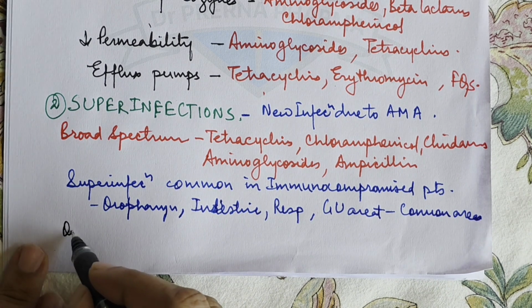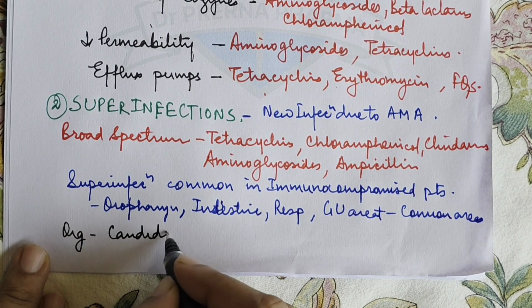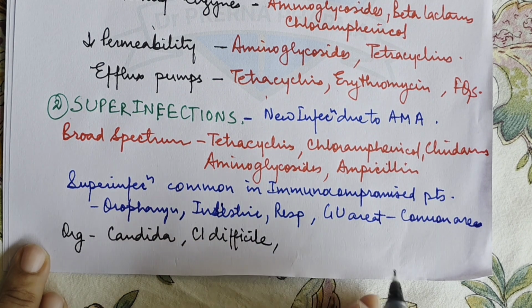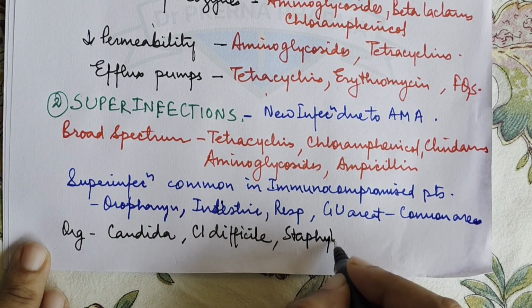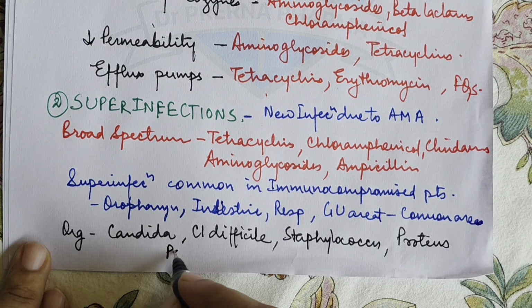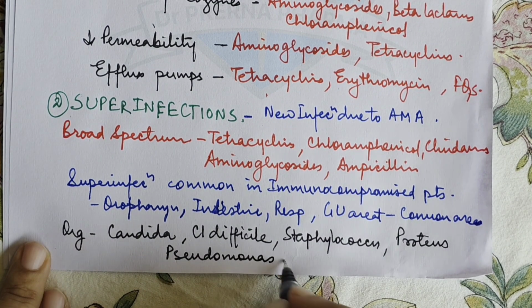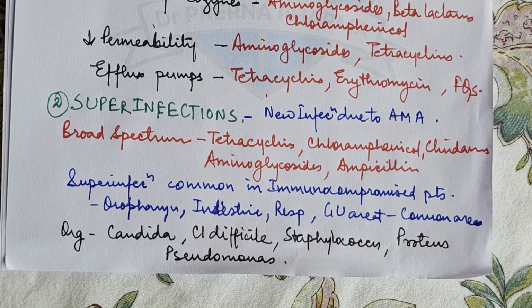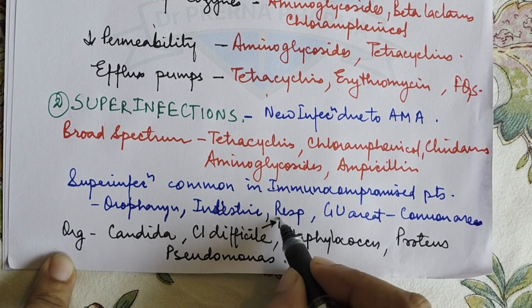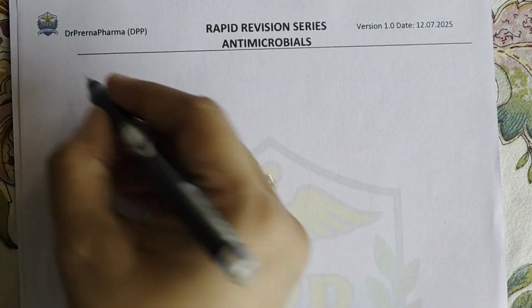And the common organisms that cause superinfection, the first is Candida, which causes candidiasis. Then we have Clostridium difficile, which causes diarrhea, Staphylococcus, and Proteus, and Pseudomonas. Right, so these are the bacteria which cause the superinfections. Clostridium difficile superinfections are called pseudomembranous enterocolitis. I'll write it separately because this is asked many times.